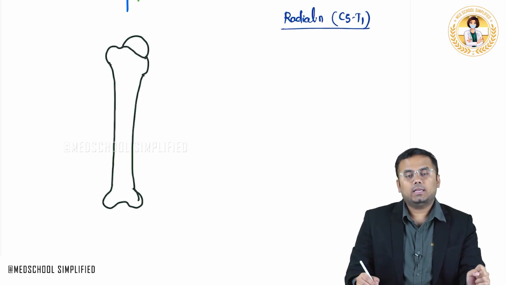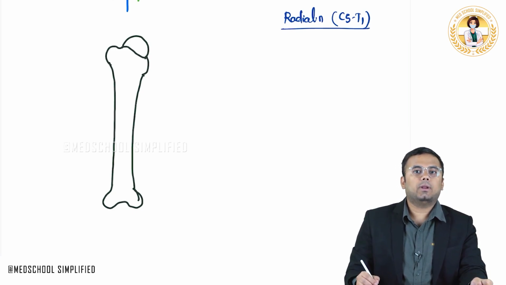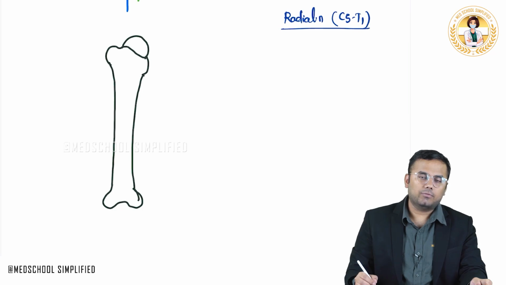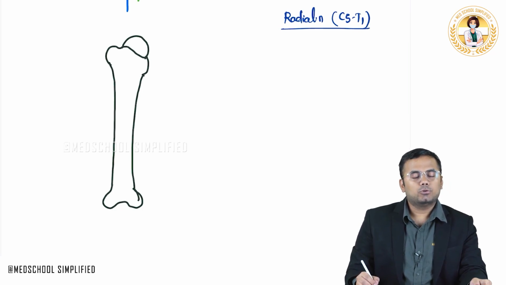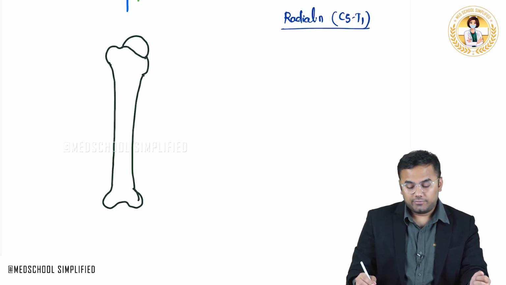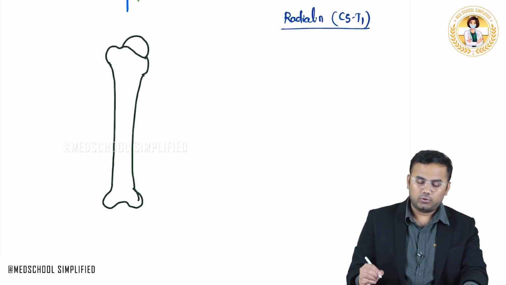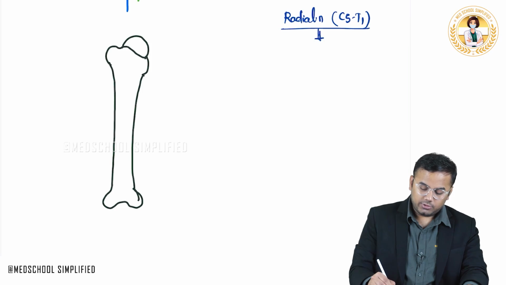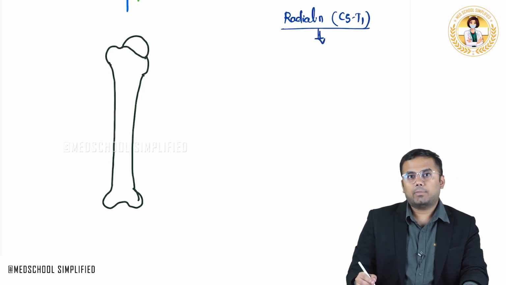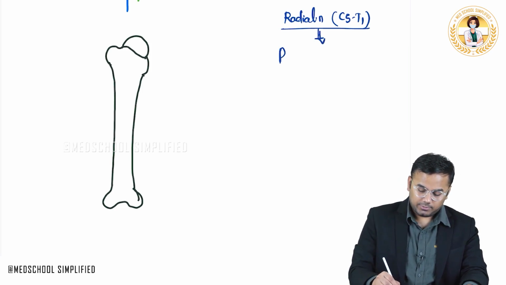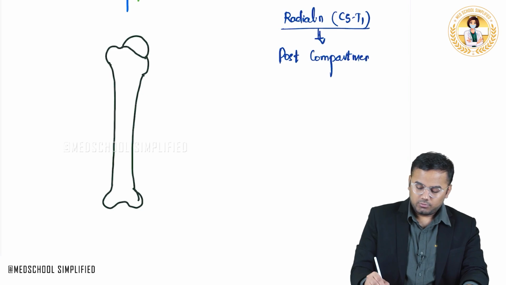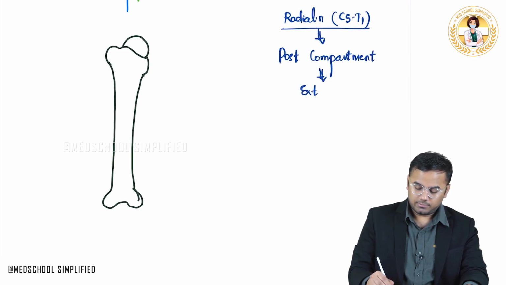Remember one thing, the radial nerve entirely supplies the posterior compartment of the upper limb. Posterior compartment of arm, posterior compartment of forearm, everywhere it is supplied by the radial nerve only. And what is the posterior compartment called? The extensor compartment. So the radial nerve supplies the posterior compartment, meaning the extensor compartment.